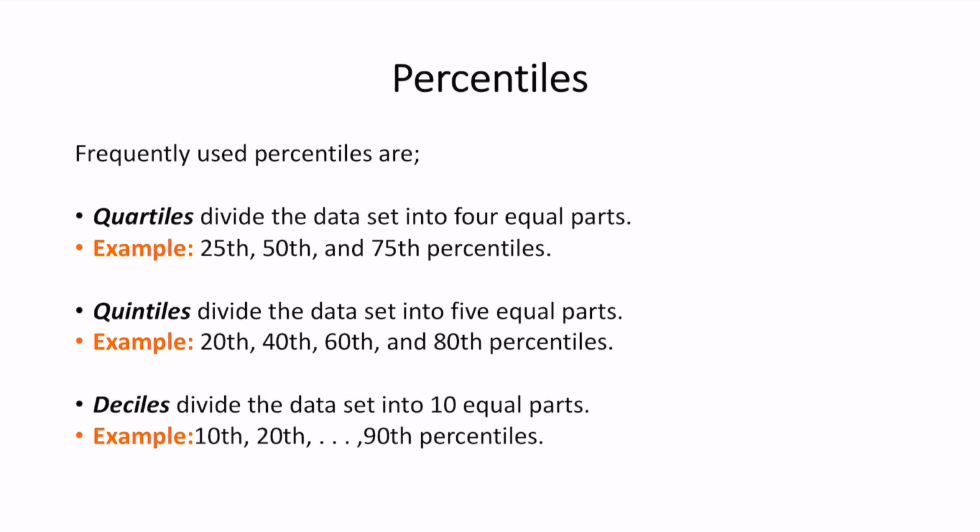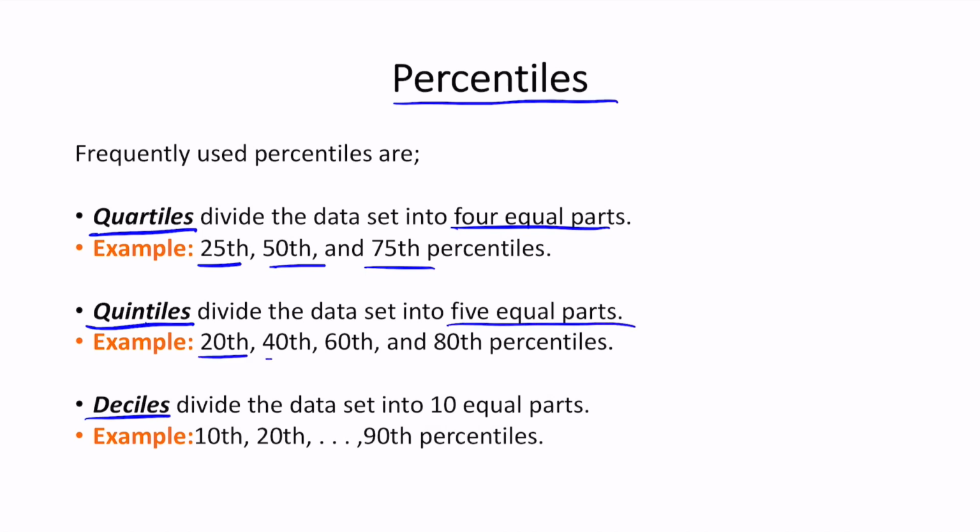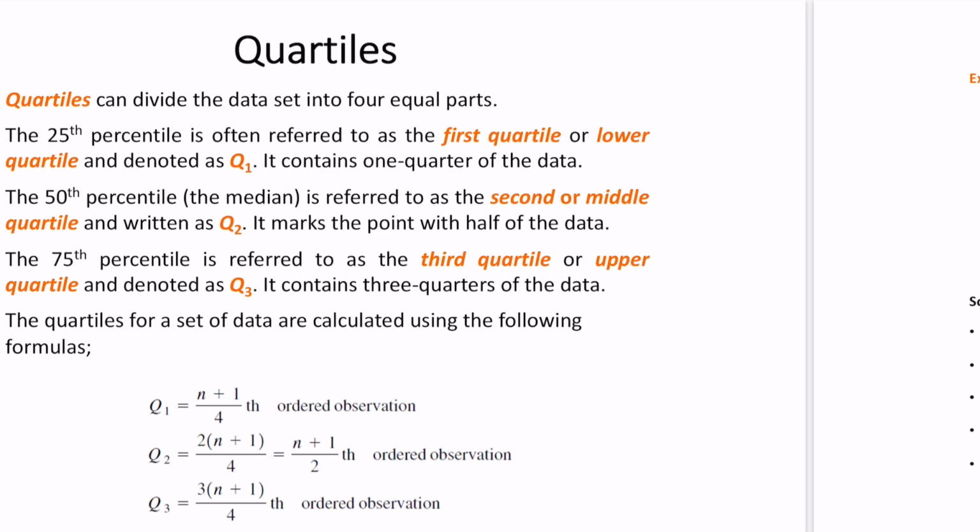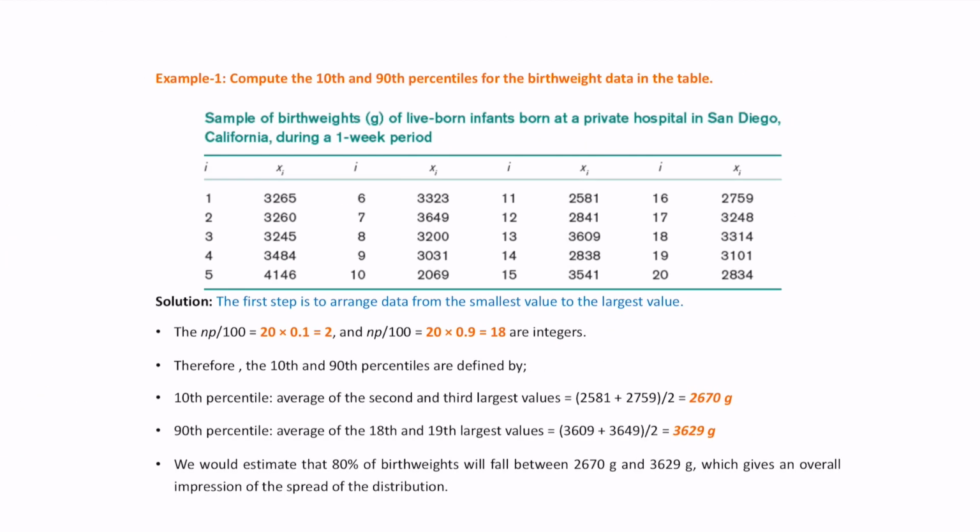Before we do an example, let's talk about the different forms of percentiles. There are three frequently used terms: quartiles, quintiles and deciles. Quartiles divide the data set into 4 equal parts, that's 25th, 50th, 75th percentile. Quintiles divide it into 5 equal parts, that's 20th, 40th, 60th and 80th percentile. Deciles divide the data set into 10 equal parts, that's 10th, 20th, 30th and so on until 90th percentiles.